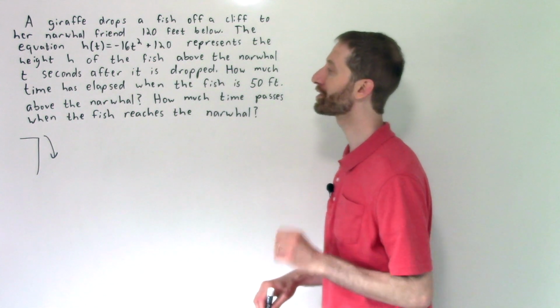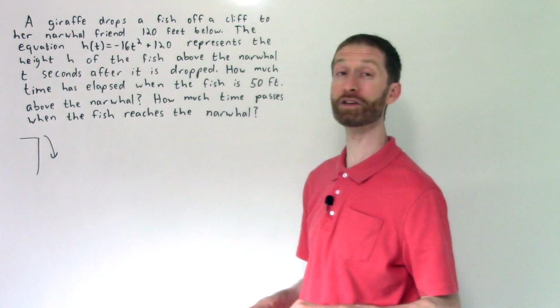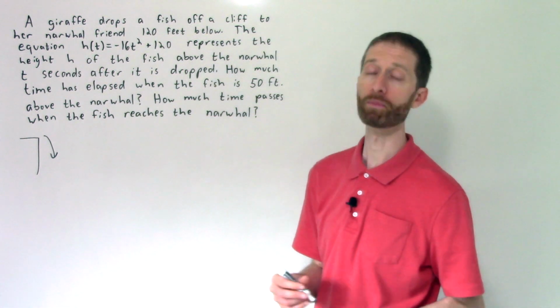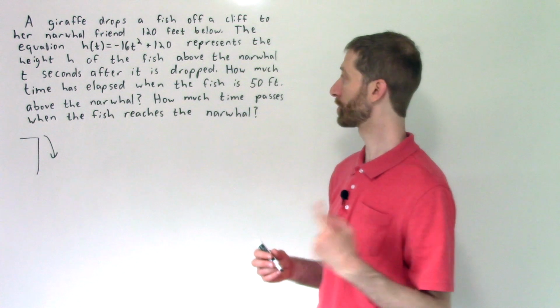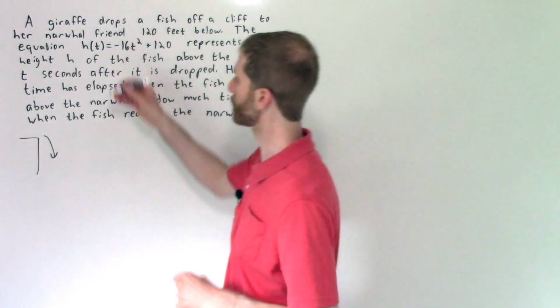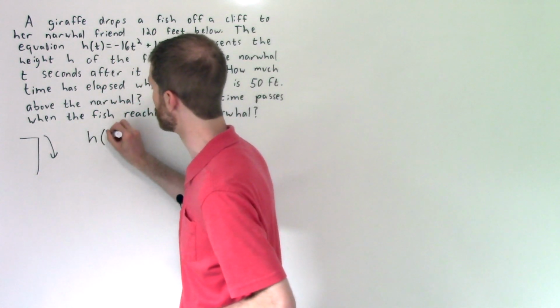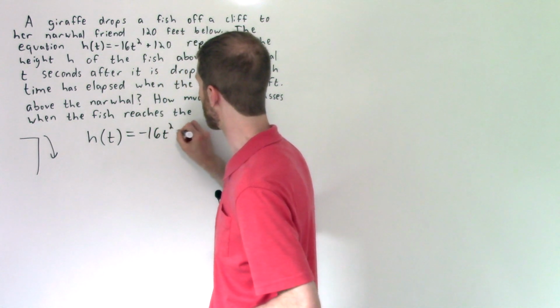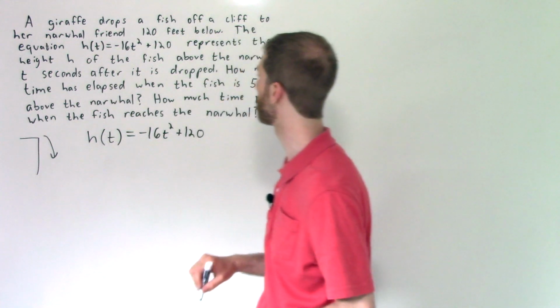Anyway, how much time has elapsed when the fish is 50 feet above the narwhal? How much time passes when the fish reaches the narwhal? All right, so we've got two different questions here. Let's go with the first one and let's tease out this equation because we're basically being asked to use that equation. h of t is equal to negative 16t squared plus 120. All right, let's rock and roll.